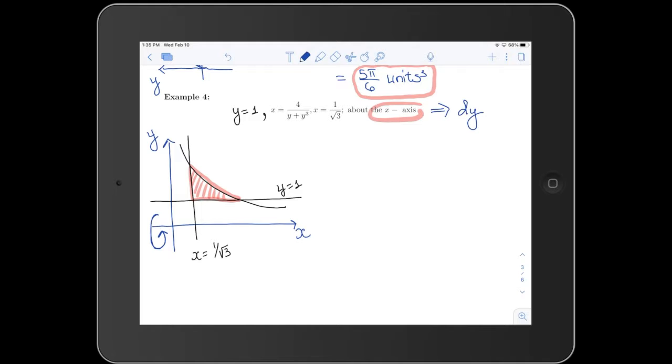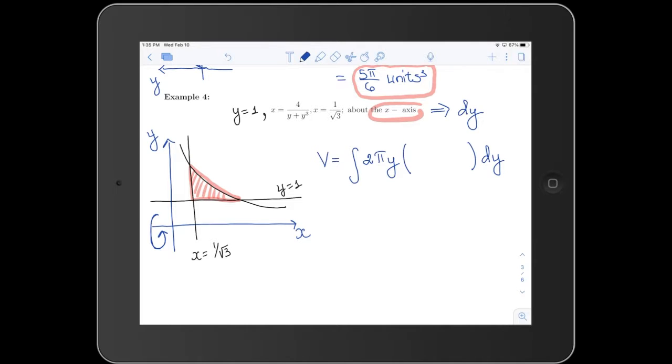In terms of y, volume will be the integral. We'll figure out the limits. 2 pi y, this is our width, right? This is the width of the shell, and this is equivalent to the circumference of a circle, times something goes here, the difference of two functions, dy.